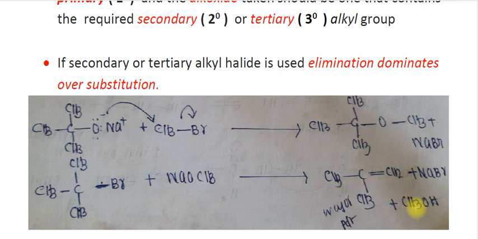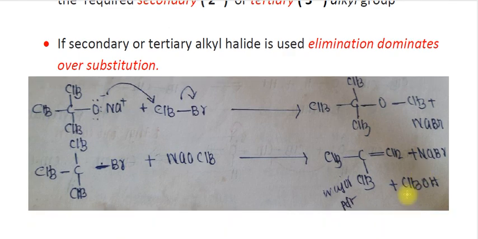Here methanol is eliminated. That means you are getting another product, (CH3)2C=CH2, plus NaBr plus CH3OH, and the CH3OH is eliminated here.